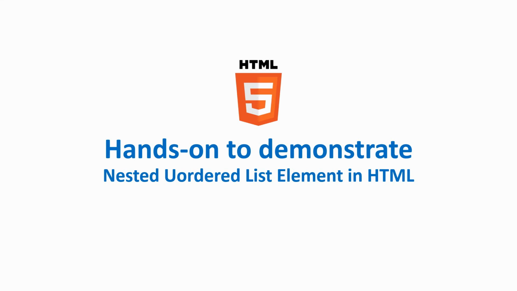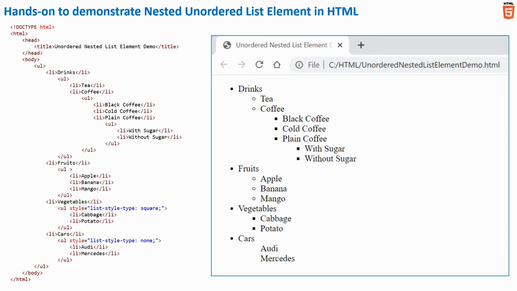Hello friend, in this lecture we will do the hands-on to demonstrate the nested unordered list element in HTML. So friend, let's start. We have explained this example in our previous lecture. Basically in the first level it will have 4 list items, that is drink, fruits, vegetables and car.